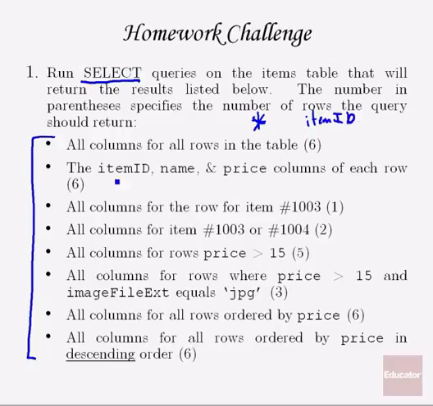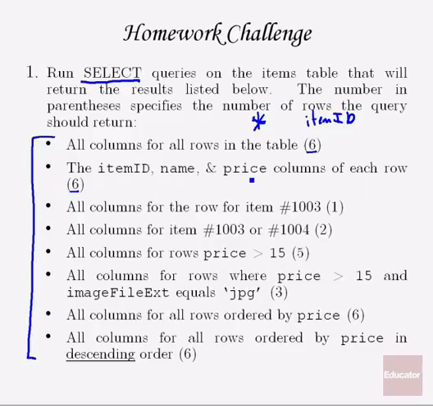Each bullet point represents a separate query I want you to run, and I've specified the number of rows that you should get back. In this case, these first two should both return 6 rows, assuming you have the default setup, which we did in the last lesson, with the default 6 items in our store. That way you have a check to make sure that you're writing the right query and getting the appropriate number of results.